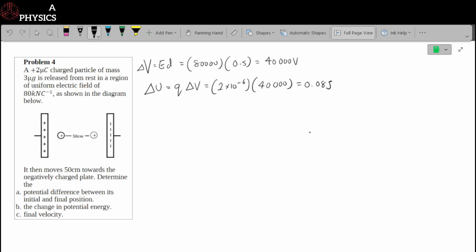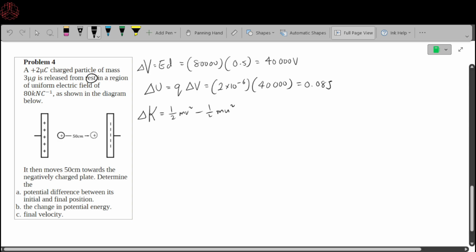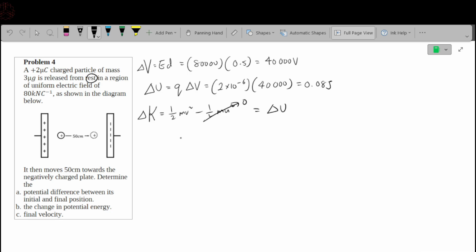Now the potential energy has been used up, and it has been converted into kinetic energy. The change in kinetic energy is half mv squared minus half mu squared. But because it is released from rest, your initial kinetic energy is 0, and all of this is equal to delta U. So I will have half times 3 times 10 power of negative 6, that is 3 microgram, and I'm looking for v. And my delta U is 0.08. So I'm looking for v squared.